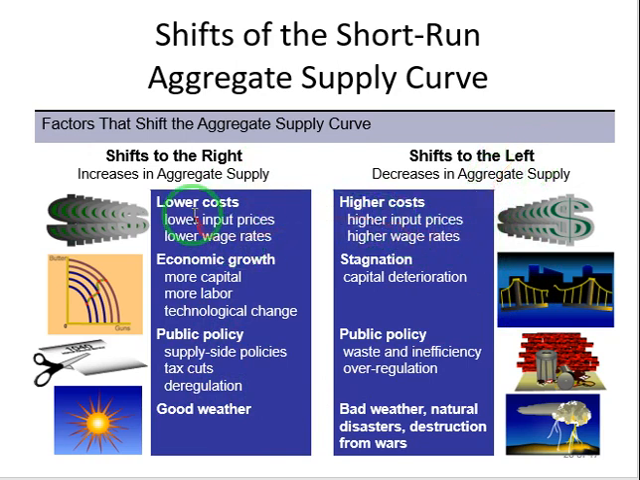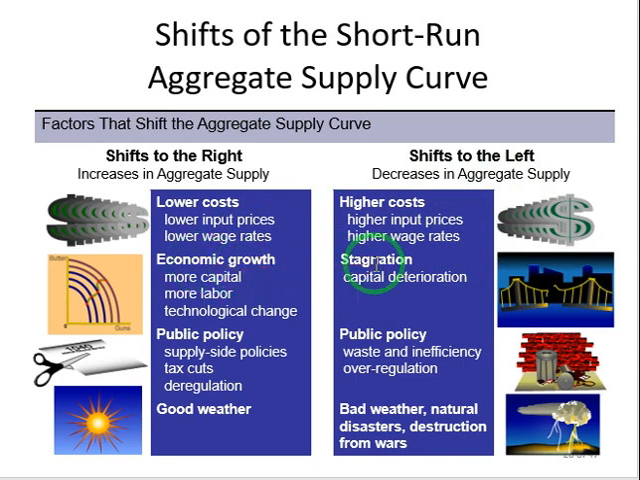So instead of lower cost, let's say we take high cost. Labor wages, for example, increase, raw material prices increase, the producer will hire less labor, will buy less raw material, and will produce less output. So the aggregate supply curve will shift inward.